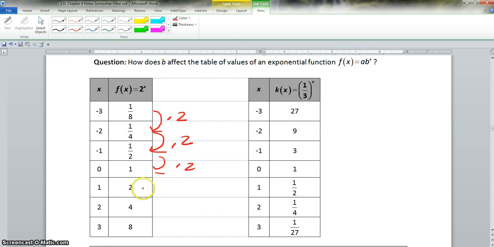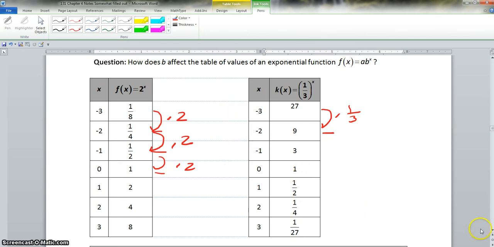1 times 2 is 2. 2 times 2 is 4. 4 times 2 is 8. Okay, so now we look over here. We have our base of 1/3. So if you notice here, we're being multiplied by 1/3. 27 times 1/3 is 9. 9 times 1/3 is 3, and so on. You'll be multiplying each one of these values by 1/3.